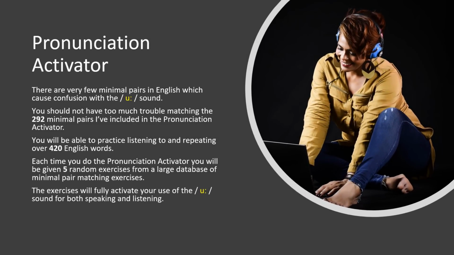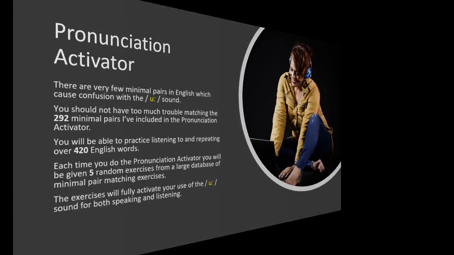Pronunciation Activator. There are very few minimal pairs in English which cause confusion with the oo sound. You shouldn't have too much trouble matching the 292 minimal pairs I've included in the Pronunciation Activator. You'll be able to practice listening to and repeating over 420 English words. Each time you do the pronunciation activator, you'll be given 5 random exercises from a large database of minimal pair matching exercises. The exercises will fully activate your use of the OO sound for both speaking and listening.